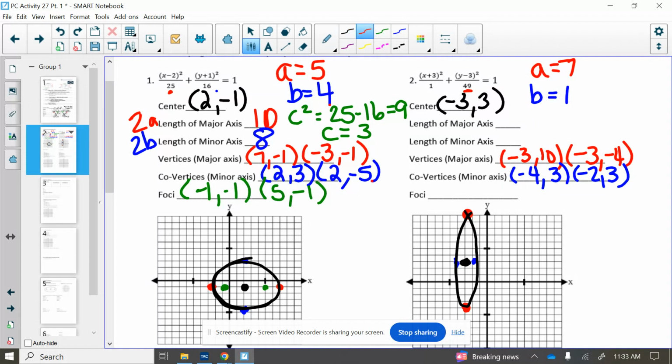So the length of the major axis is going to be 2 times parameter A. That was 14 units long. The length of the minor axis, we only had 2 times B. That's just going to be 2.